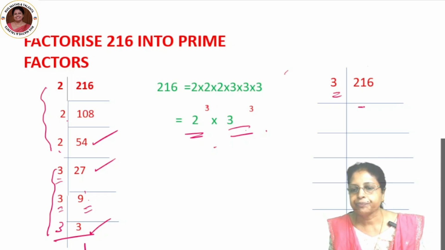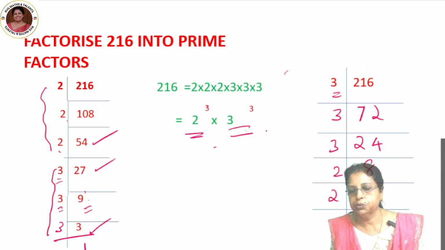So let us do 2. Again 3. 3 2s are 6, 12, 3 4s. 3. Then 8. 2. 4. 4 is divided by 2, we will get 2. Again divided by 2, 1. So we are getting prime factors like this.